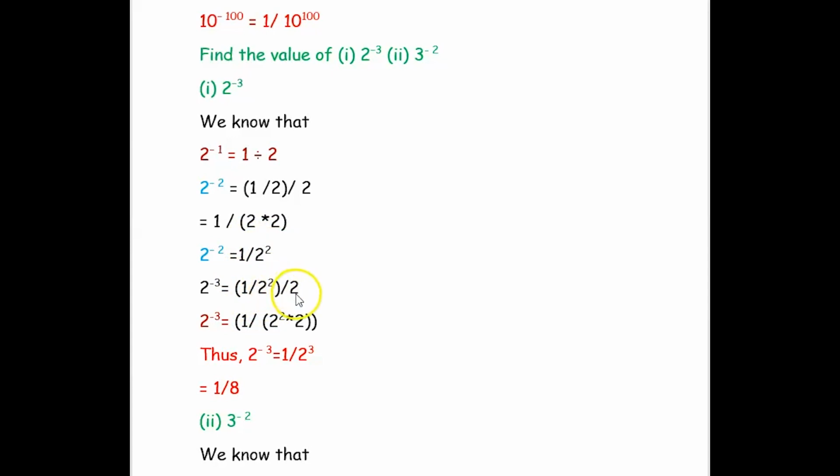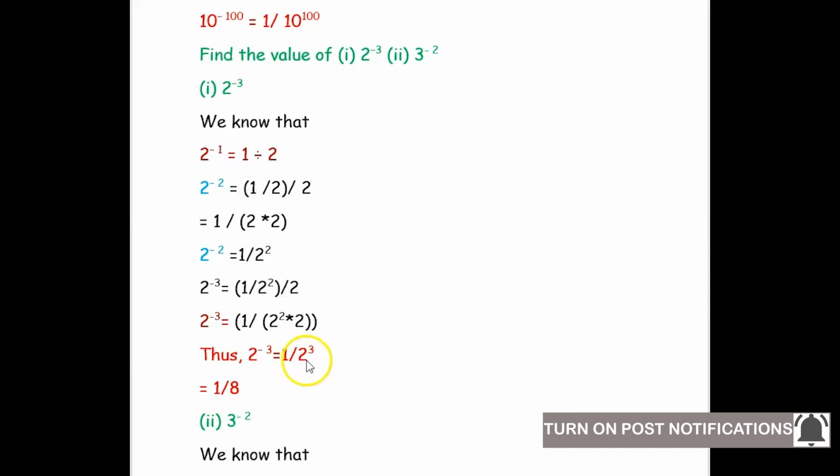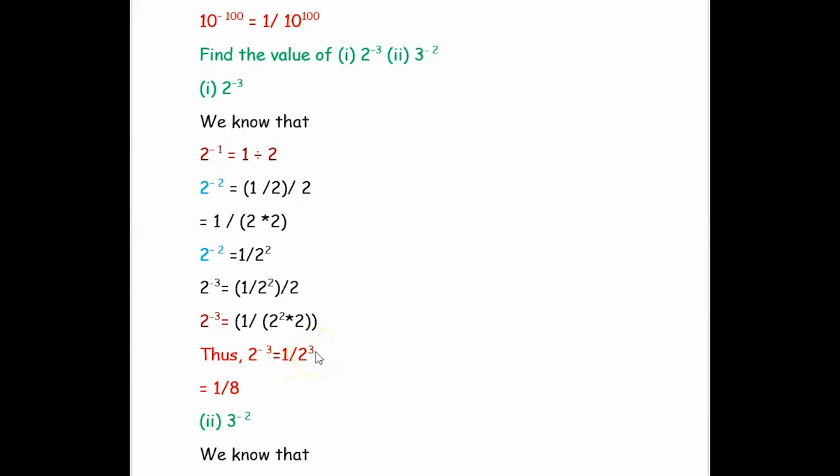So which is reduced by 2 again, so divided by 2. We can rewrite this as 1 divided by 2 raised to the power 2 into 2 raised to the power 1, or 2. So that is nothing but 1 divided by 2 raised to the power 3. So 2 raised to the power negative 3 is equal to 1 divided by 2 raised to the power of positive 3. That is 1 divided by 2 into 2 into 2, that is 1 divided by 8.